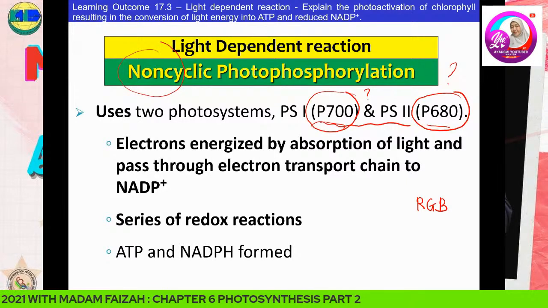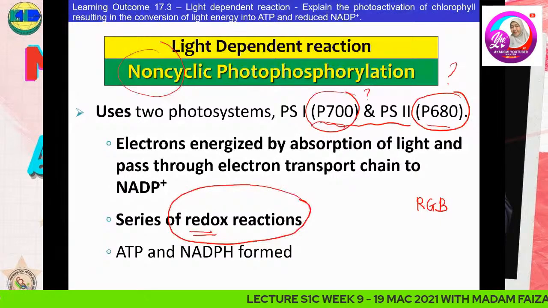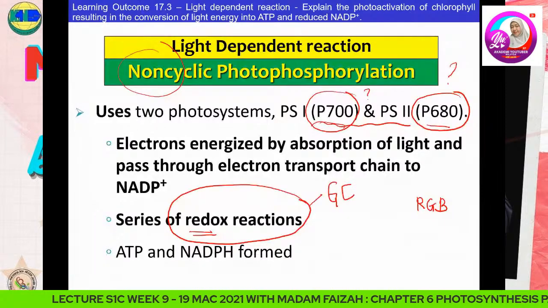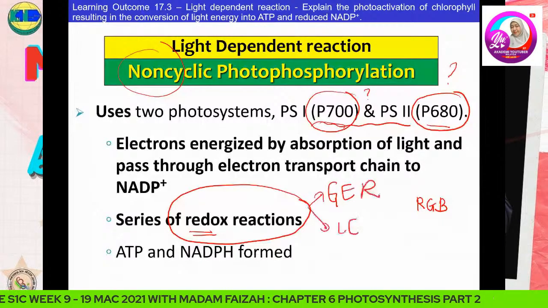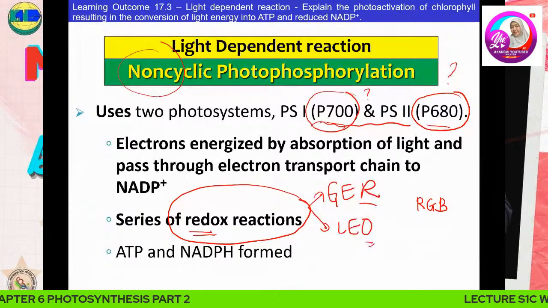Like teacher mentioned again, class, when you come to chemistry, you will know what a redox reaction means. Remember this formula, GER and LEO. GER means gain electron, they undergo reduction. Lose electron, they undergo oxidation.